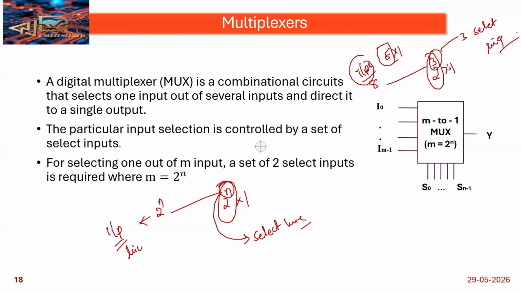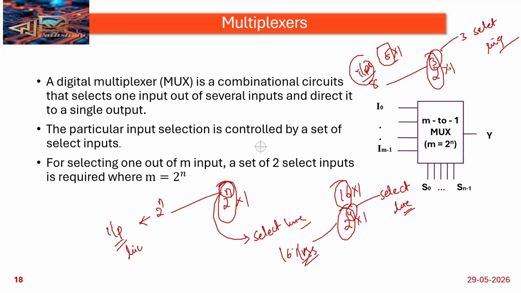Suppose I am designing a 16 by 1 multiplexer. 16 by 1 means 2 power 4 by 1, right? So this 4 indicates the select lines. 4 select lines we are having for a 16 by 1 multiplexer. How many inputs are we having? 2 power 4 means 16 inputs, right? 16 inputs we are having. So that is the representation.